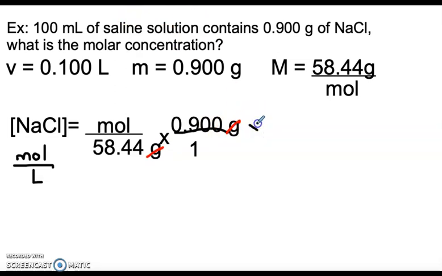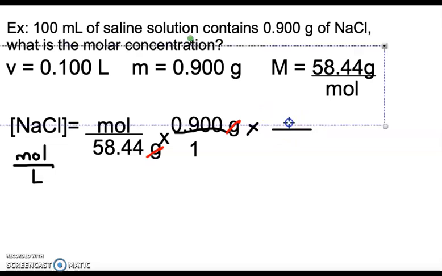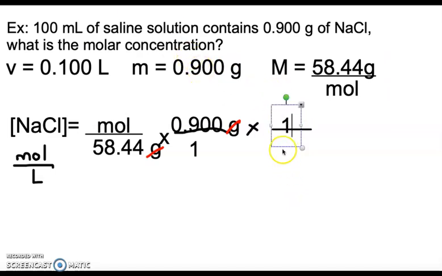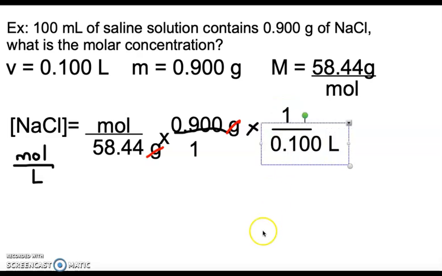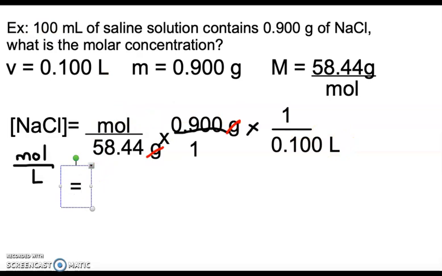We still need that last piece, right? We need to get moles per liter. So to fix that, we can just put a 1 on top, right? And on the bottom, we can put that 0.1 liters, right? And now when we look at it, grams are gone. We're left with moles per liter, and we can go ahead and figure out what this answer actually is.